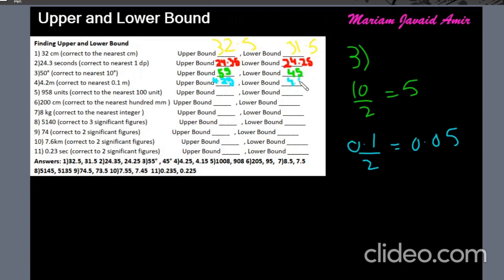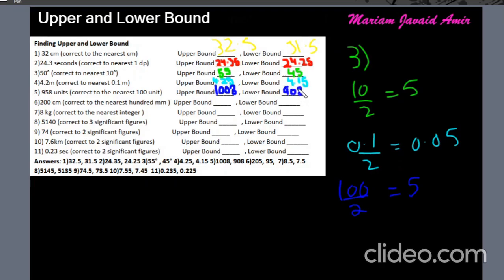Okay. Next is 958 units correct to the nearest 100 units. So 100 divided by 2 is 50. Add this to the value, we get 1008. So that is the upper bound, 1008, and when you subtract 50 from 958, we get 908, and that is the lower bound.